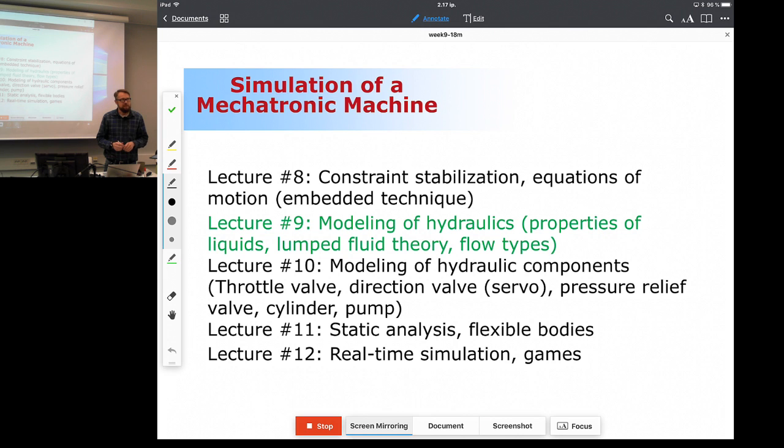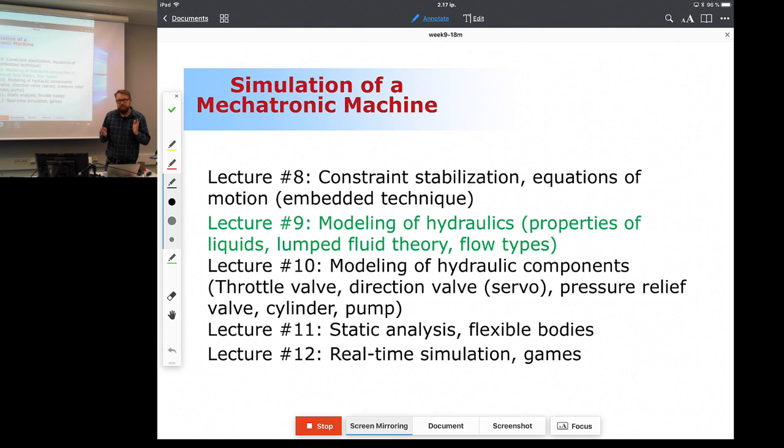Modeling of hydraulics is conceptually very different than modeling of multi-body systems. The difference comes in many ways. But first of all, mathematically, modeling of hydraulics is way easier than modeling of multi-body system dynamics. It does not involve complex mathematical derivations or complex equations at all. So this will be mathematically way more pleasant compared to multi-body system dynamics. So that's good news.